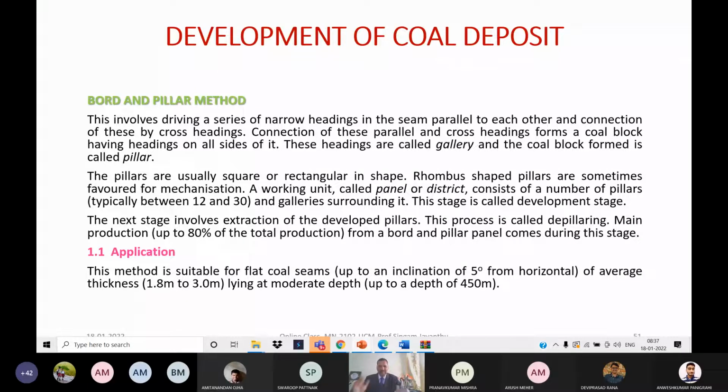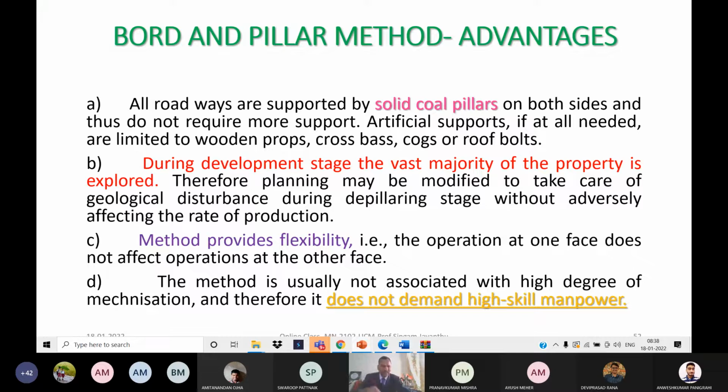And then coming to the moderate depth, it is very simple to say that when depth is more, even the pillar size also should become much higher. So we definitely do not go for board and pillar there. And when you say there are some advantages and disadvantages of this, of course, here let me have a break, so that we go with our learning-based education.